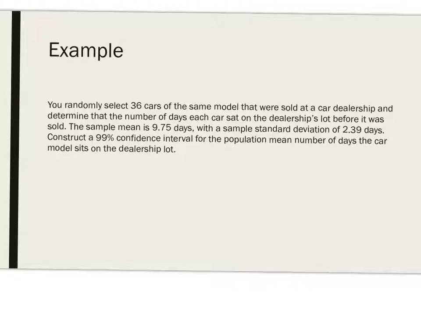In order to construct it, we need to verify a couple of things. The most important thing you should always verify is that the distribution is somehow normal, because you need to have that normal curve available to you. It doesn't say that it's normal, but we can verify it by these 36 cars, which is your n. Your n is 36, which is greater than 30. So by CLT, the mean is going to be approximately normal, with a mean of 9.75 and a standard deviation of 2.39 divided by the square root of 36.